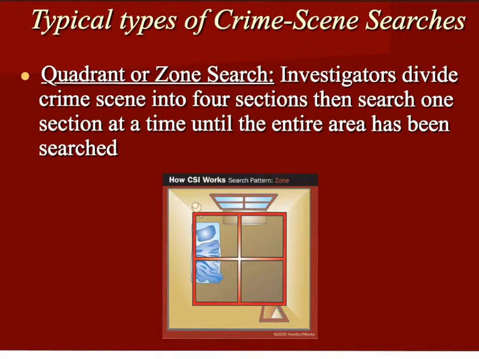Finally, you could have what's called a quadrant or zone search. In this case, you're going to take 4 sections and search one section at a time until the entire area has been searched. This is when you have very detailed, specific evidence that you have to find in one section, and it also helps with the time of things happening.